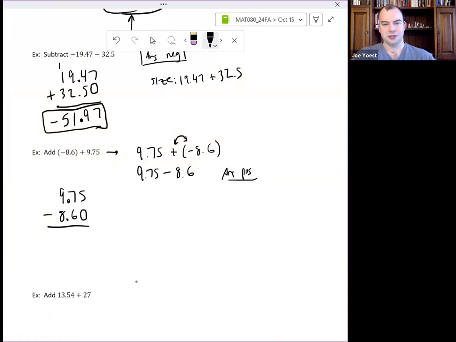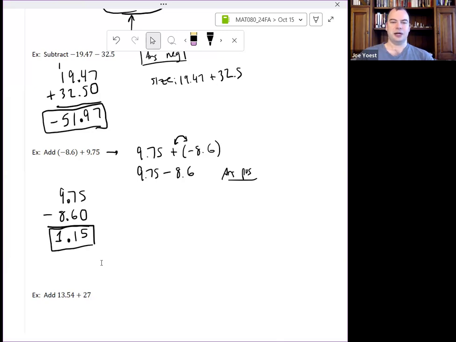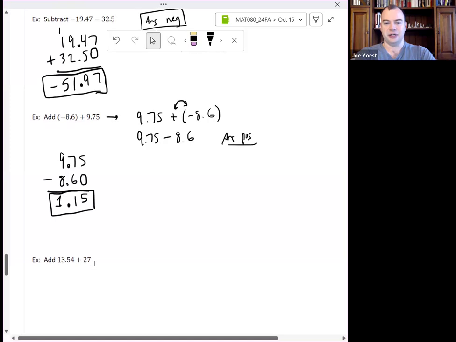I do my subtraction just like usual. 5 minus 0 is 5. 7 minus 6 is 1. Bring it into my decimal point, so bring that down. 9 minus 8 is 1. This gives me an answer of 1.15, or 1 and 15/100ths. So if we're good at adding or subtracting whole numbers and integers, it's really exactly the same process. We just have to mind the decimal points a little bit at the beginning and in the middle of the problem. But otherwise, the process is very, very similar.